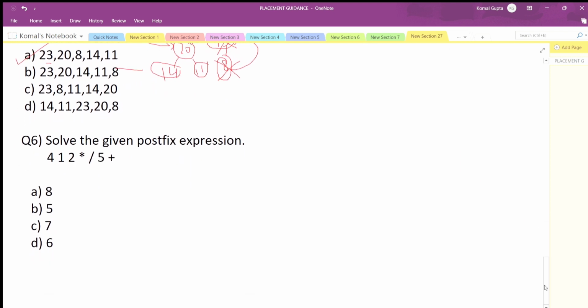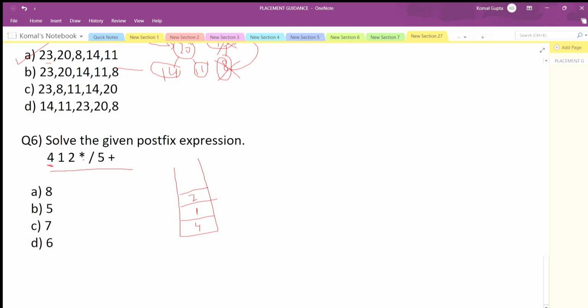Now sixth question, what they have given, solve the given postfix expression. So how to calculate the postfix expression. If there is a value, what we will do, we will take one stack, and if there is a value, we will just push it into the stack. So we will push the 4 into the stack. Again it is a value that is 1, we will push it into the stack, and again it is a value that is 2, we will push it into the stack.